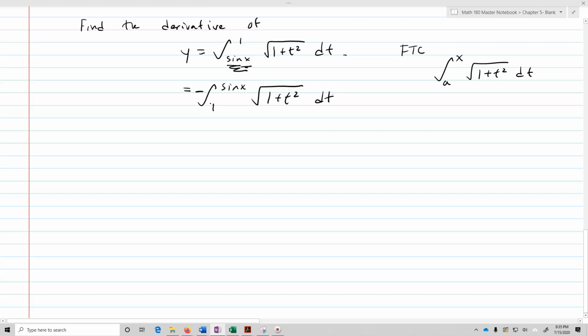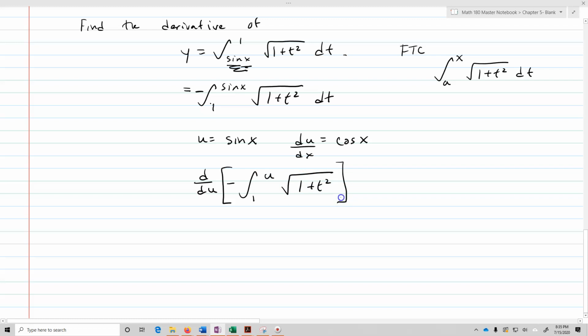And now we can do our integration basically using that chain rule again. Okay, so we'll let u equal sine x. So du dx is going to end up equaling cosine x. Okay, so we take d du of the negative integral from 1 to u now of the square root of 1 plus t squared dt times du dx.